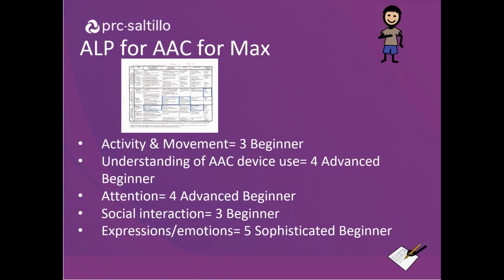Okay, so when we're looking at his current levels here, I see that he has two 3s, right? We've ranked him as beginner for two areas. And I might be asking myself, when I'm looking at this overall breakdown of where he falls, what can I really do to support him now to help him grow his skills so that he becomes a 4? So we're looking at this for activity and movement with AAC as well as his social interaction skills. So I'm asking myself, if those are 3s, how do they become 4s?